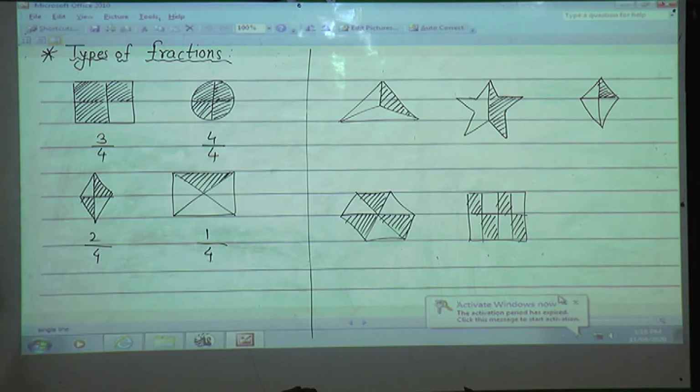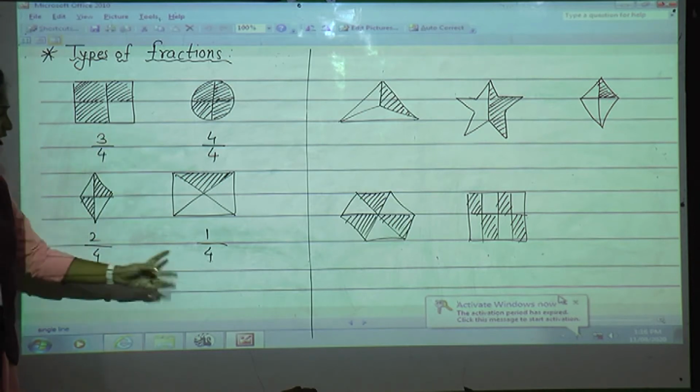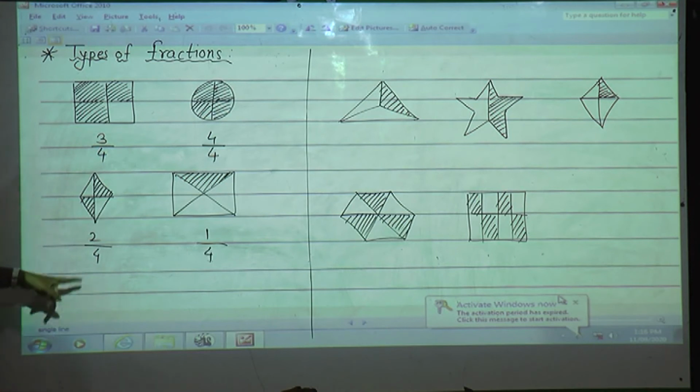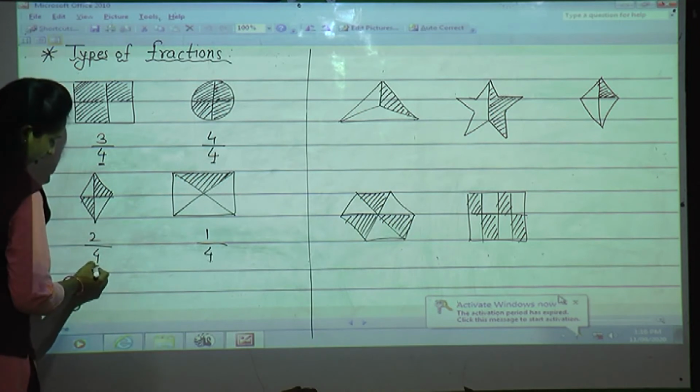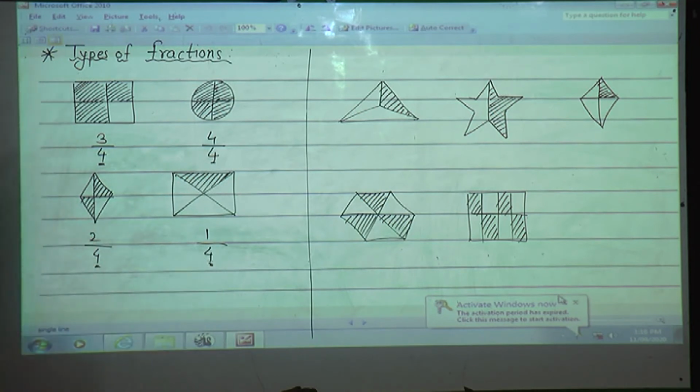I am giving you a hint. Think everyone, what is same in these 4 fractions? Just observe and tell me. Yes, exactly correct. Can you see here? The denominators of every fraction are the same. What is same? The denominator of every fraction is the same.